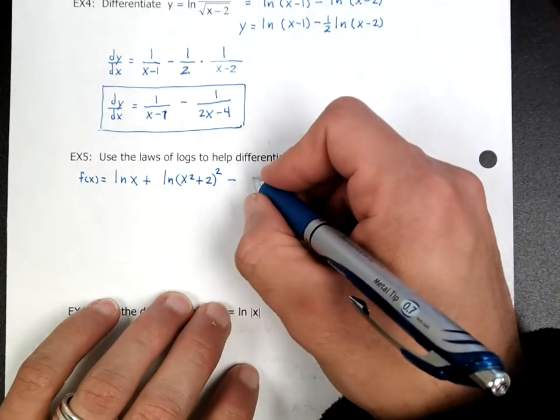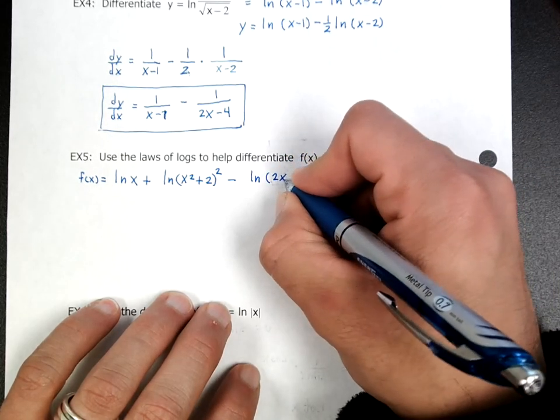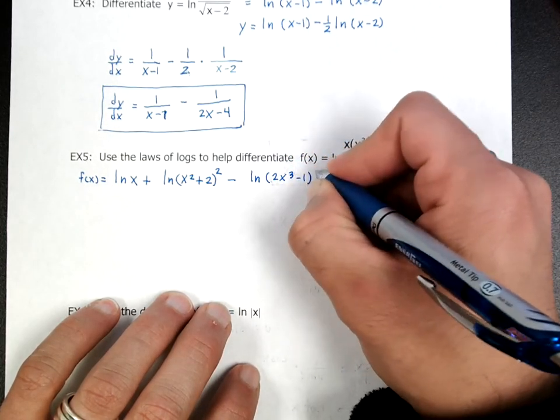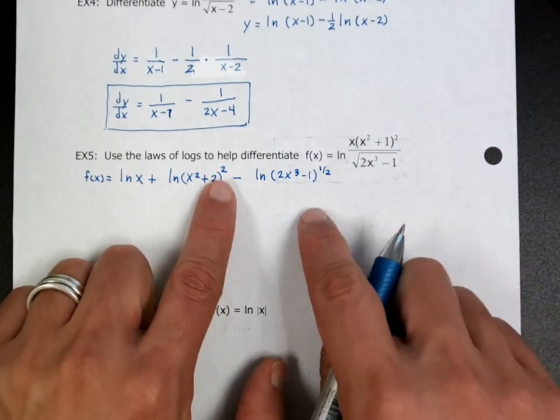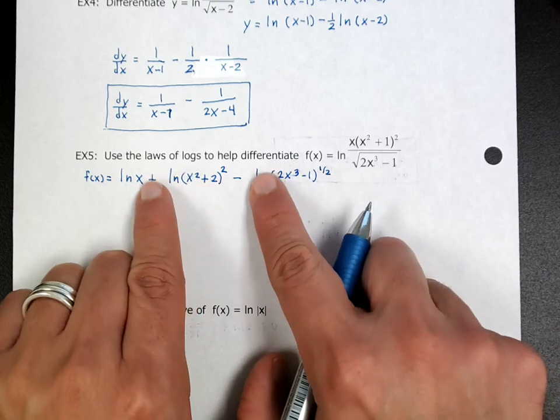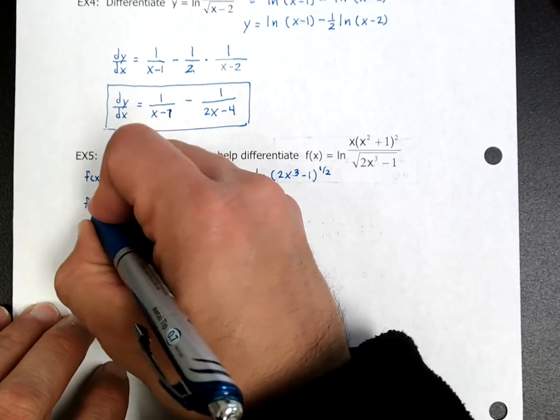All right, so I'm going to subtract the natural log of 2x cubed minus 1 to the power of 1/2. Now if I have a power here and a power here, I can bring those powers in front of those natural logs. So I'm just going to rewrite this.